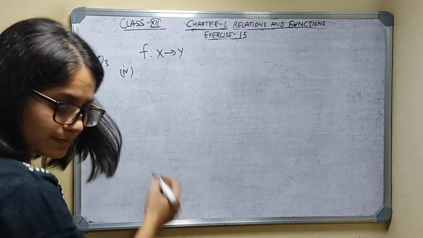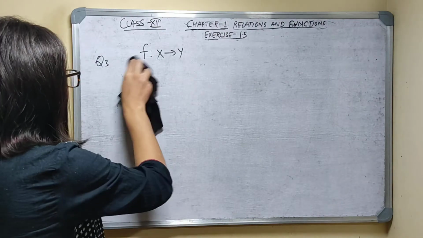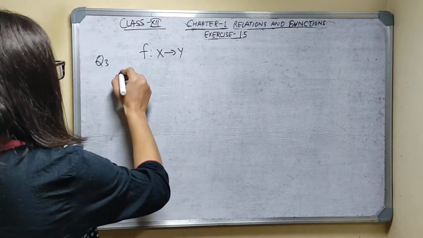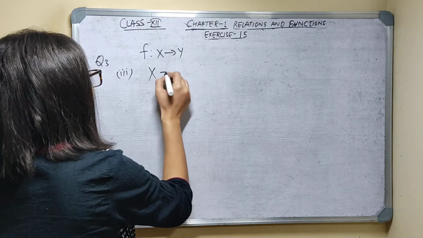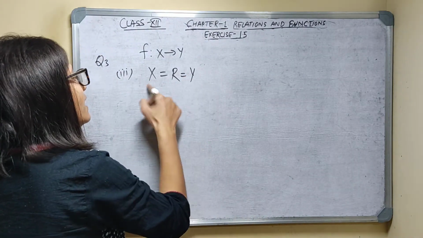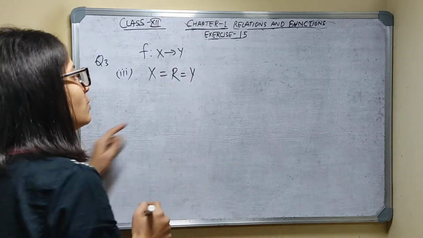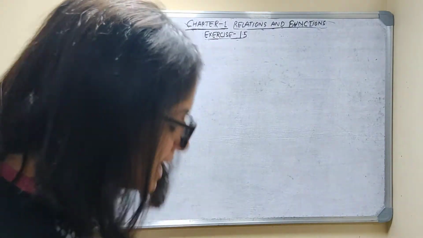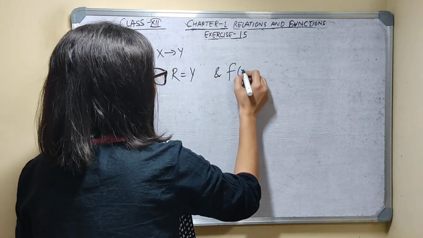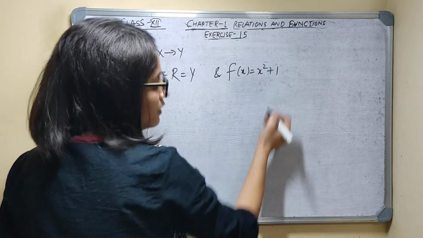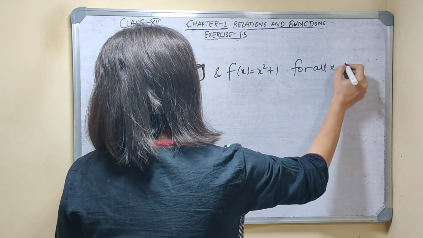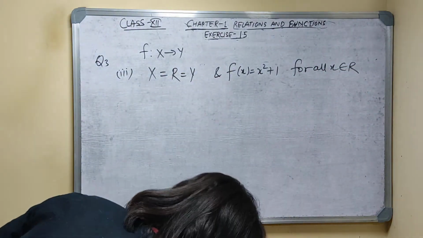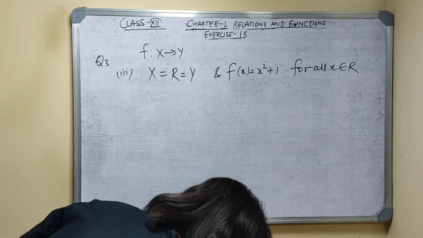Now the fourth part you can see. Third part, sorry. X is equal to R is equal to Y. X and Y sets, domain and codomain, are real numbers. And f(x) is equal to x squared plus 1 for all x belonging to real numbers.